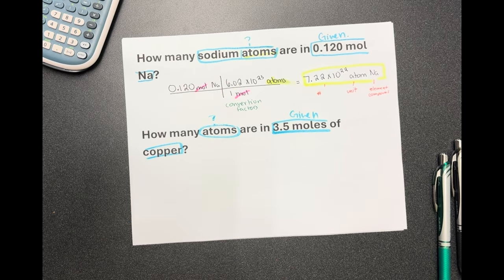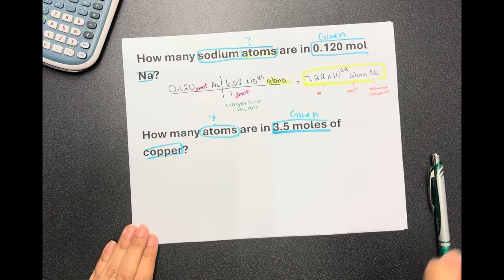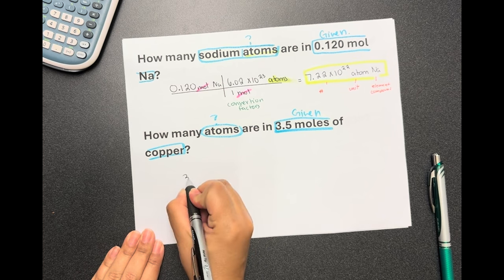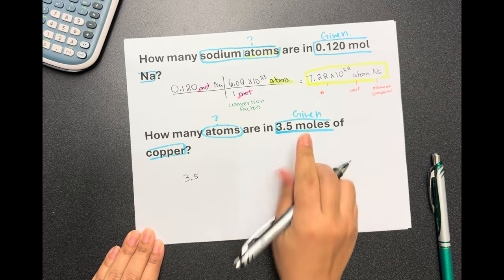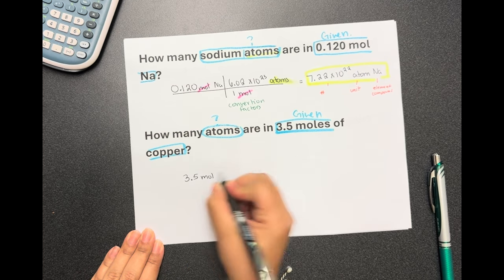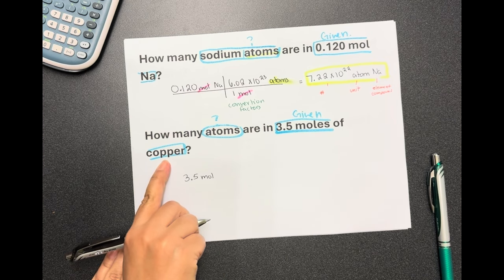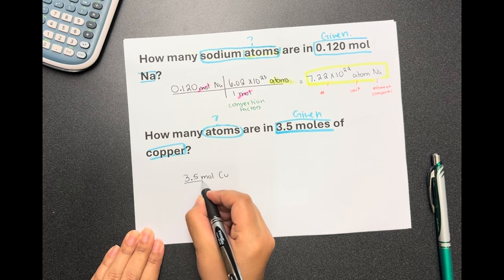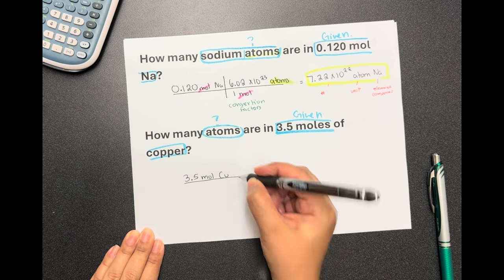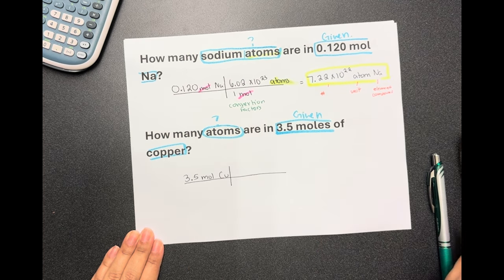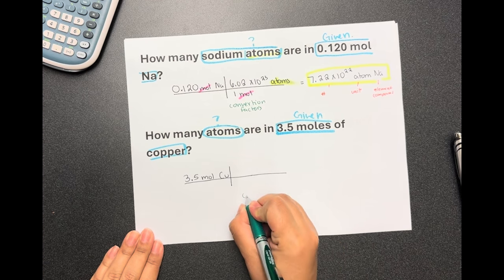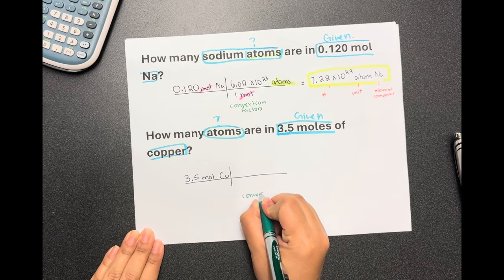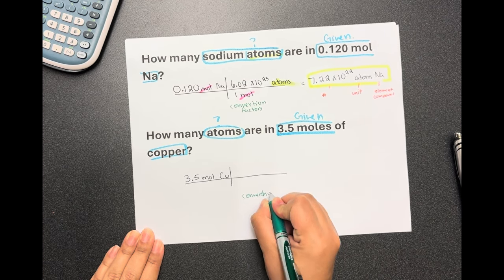Okay, so when I set up my problem, the first thing I'm going to do always is write the number, 3.5, the unit, moles or mol, and the compound or element that the question is giving me, copper, which is Cu. Then I'm going to do this horizontal line, a vertical line, and here I'm going to write conversion factor.